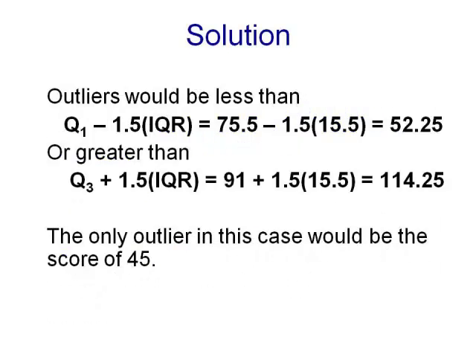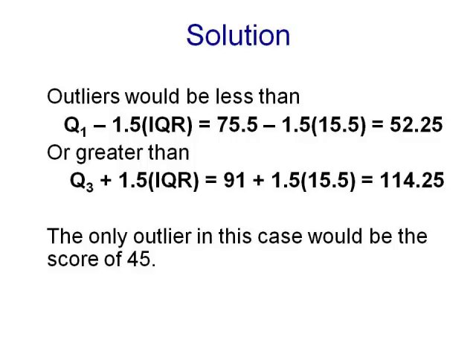Now we can also use that information to figure out whether there are any outliers. So we can take Q1 and subtract 1.5 times the IQR. And that tells us that anything less than 52.25 would be a small outlier. And then we can do Q3 plus 1.5 times the IQR, and we find out that anything above 114.25 would be a high outlier. And then if you look back at our numbers, we did have one value less than 52.25, so we have a low outlier at 45, and we did not have any values above 114.25, so we do not have any high outliers.